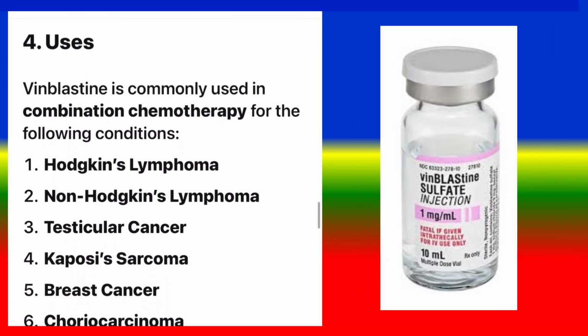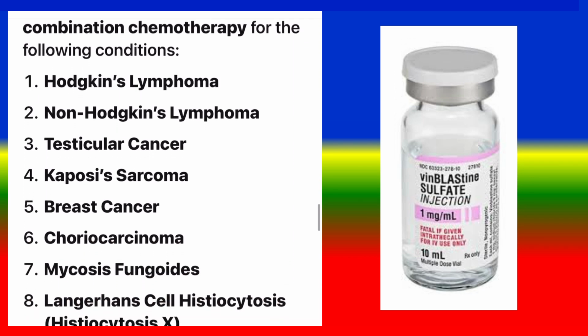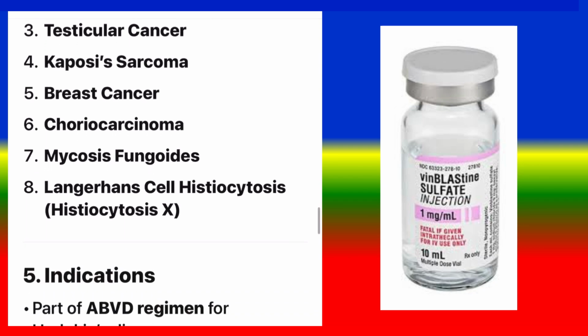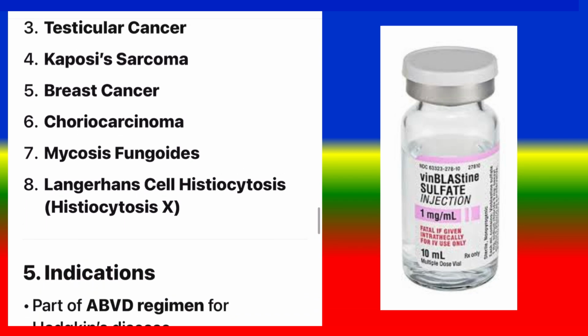4. Uses. Vinblastine is commonly used in combination chemotherapy for the following conditions. 1. Hodgkin's lymphoma. 2. Non-Hodgkin's lymphoma. 3. Testicular cancer. 4. Kaposi sarcoma. 5. Breast cancer. 6. Choriocarcinoma. 7. Mycosis fungoides. 8. Langerhans cell histiocytosis X.